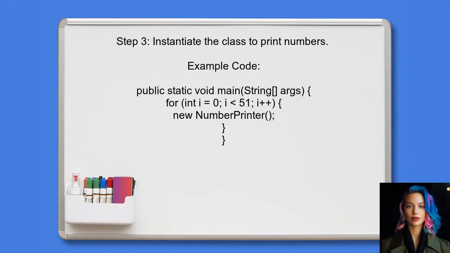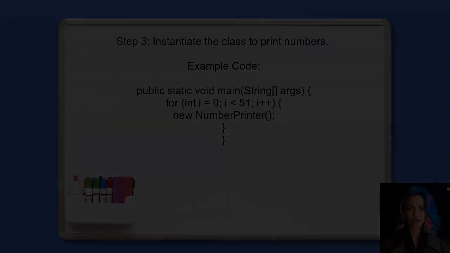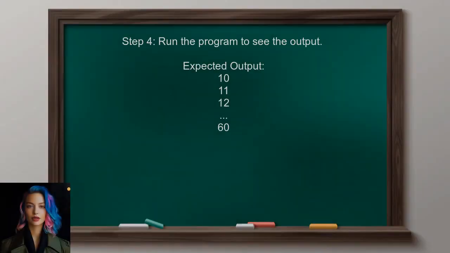Now, the user can instantiate multiple objects of the class. Each instantiation will trigger the constructor, printing the numbers from 10 to 60. Finally, the user should run the program to see the output. This will print the numbers from 10 to 60 without using loops or conditions.